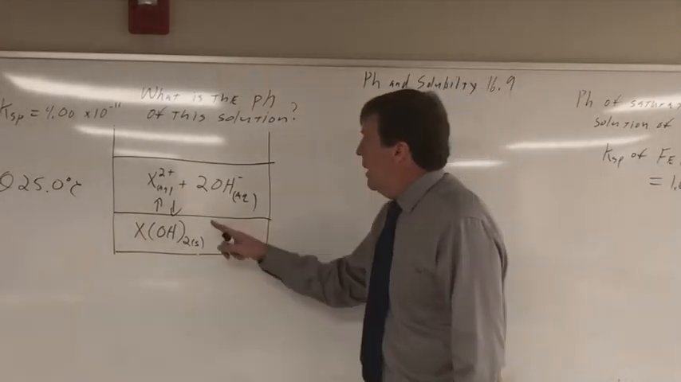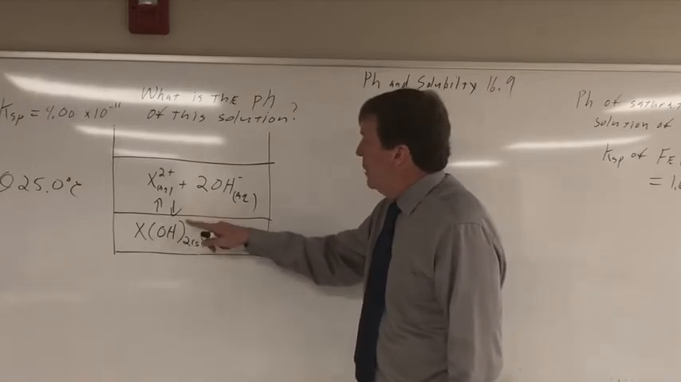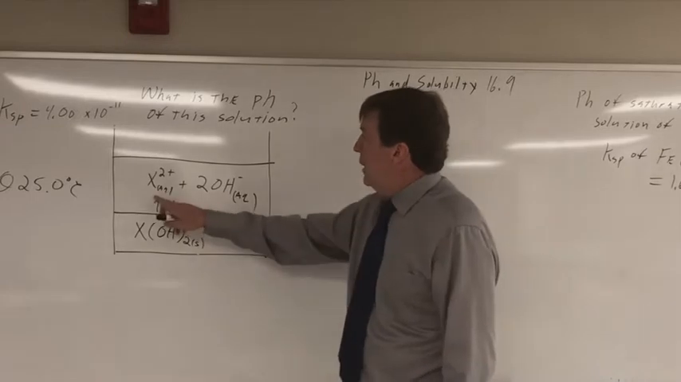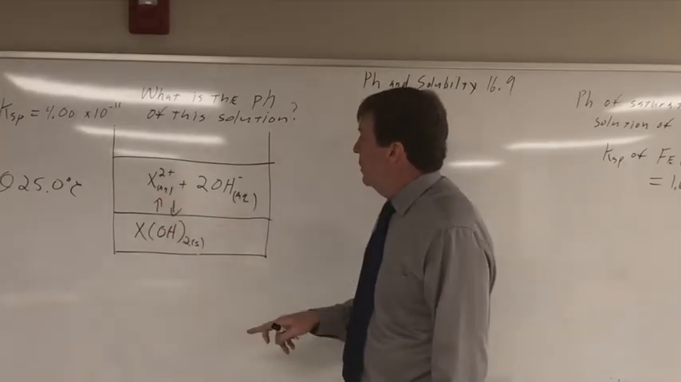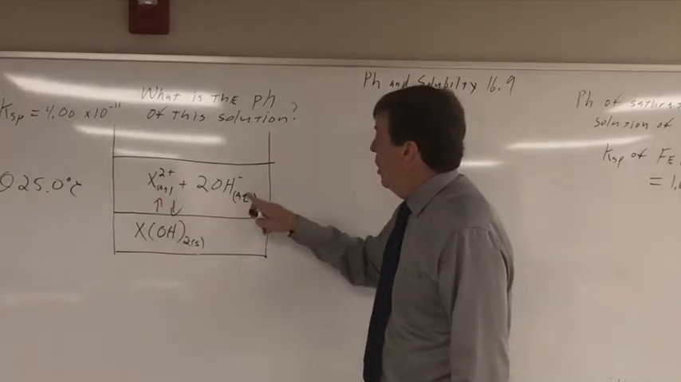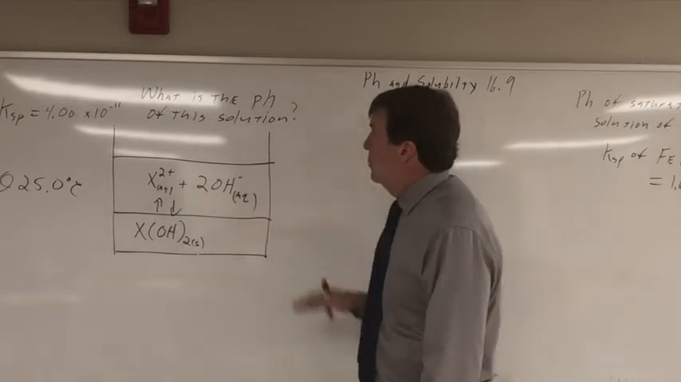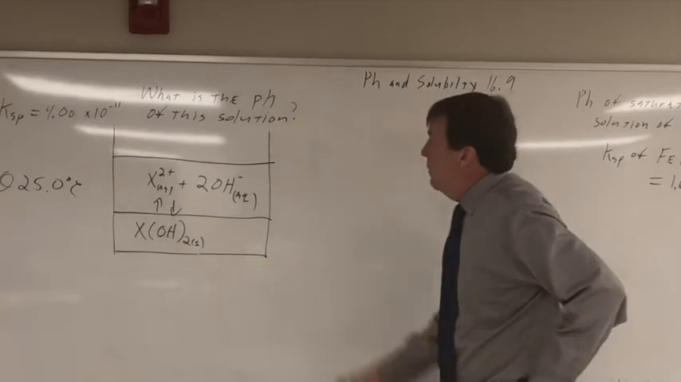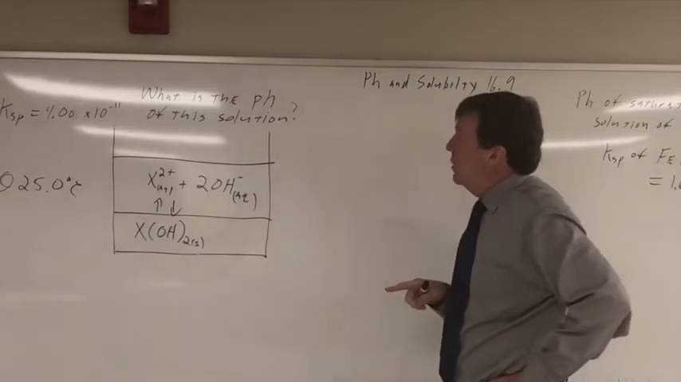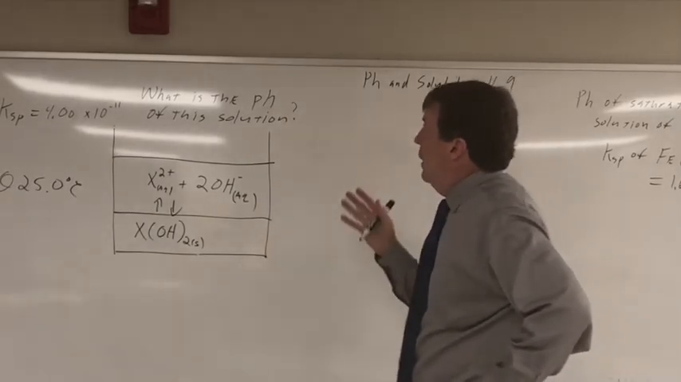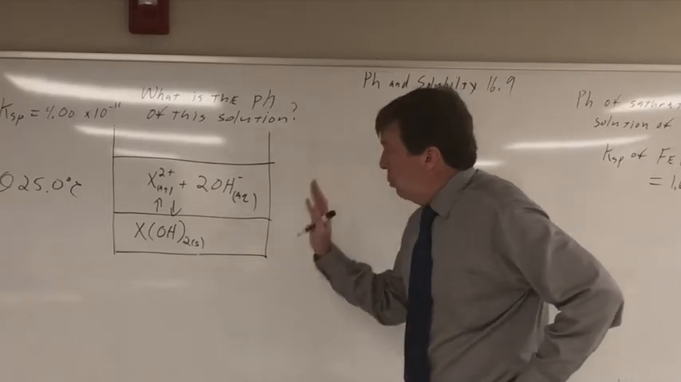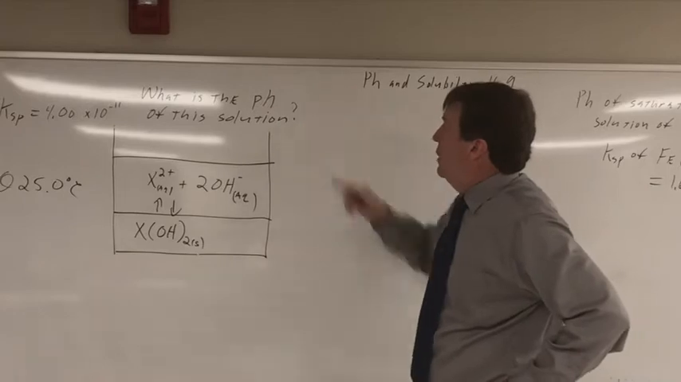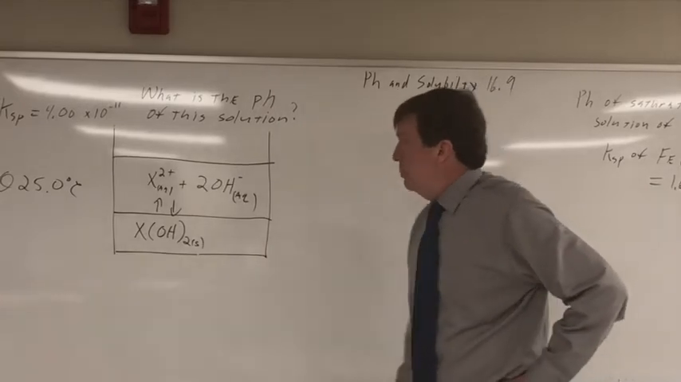Notice we have an equilibrium with this slightly soluble solid here, and we're releasing X2+, and we're releasing 2 OH minus in small amounts. We are given the Ksp of this particular substance here, so that's going to be important. So here's the question. Write this down here. Write down the situation. And then write what is the pH of this solution.